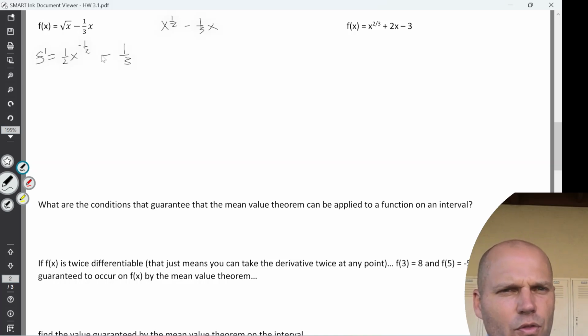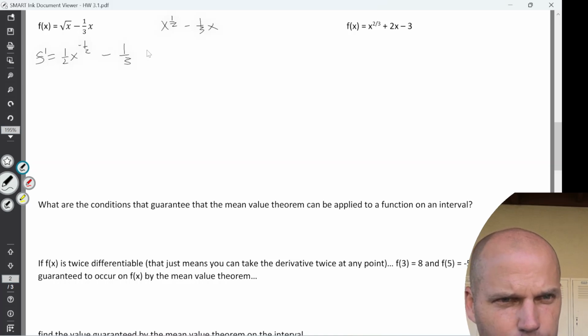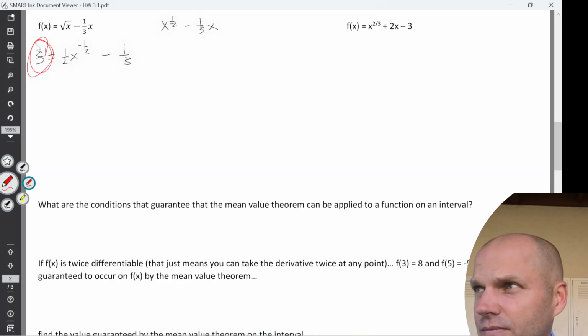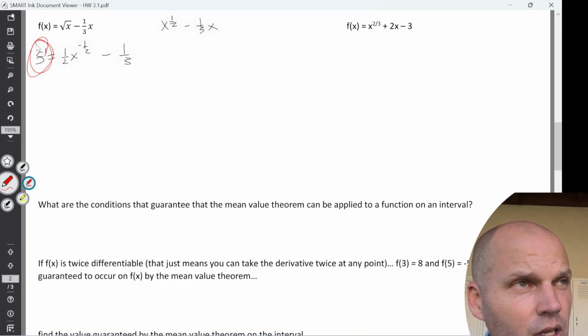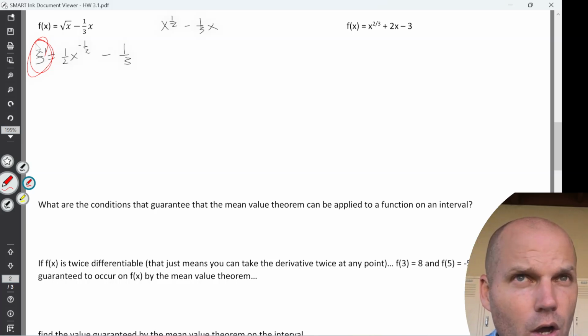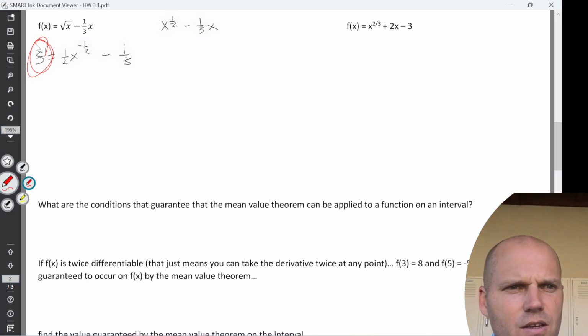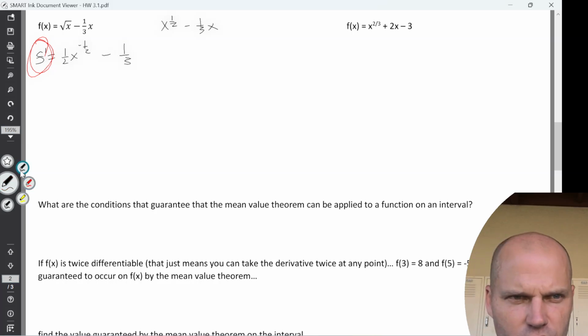And then the 1/3 x turns into 1/3. Now, for purposes of our future, again, we are going to be analyzing the slope equation. And knowing about the slope equation will help us know about f. So we really want a simplified slope equation.